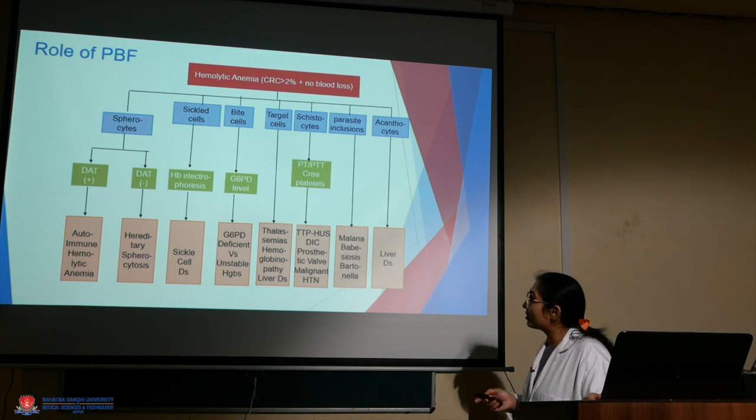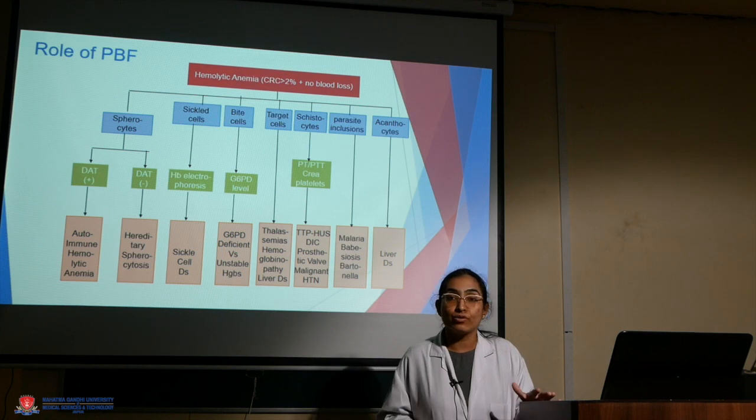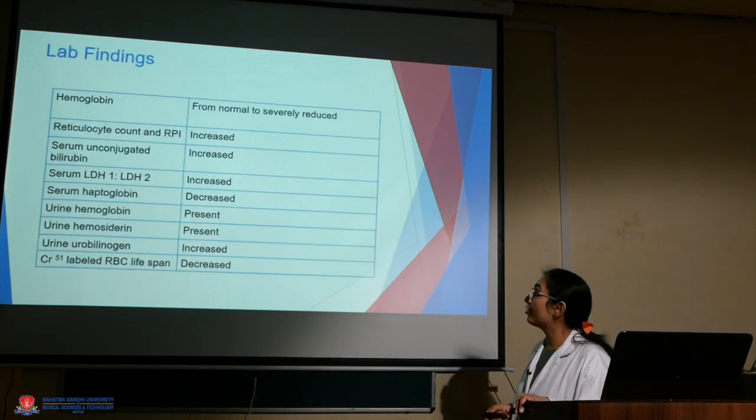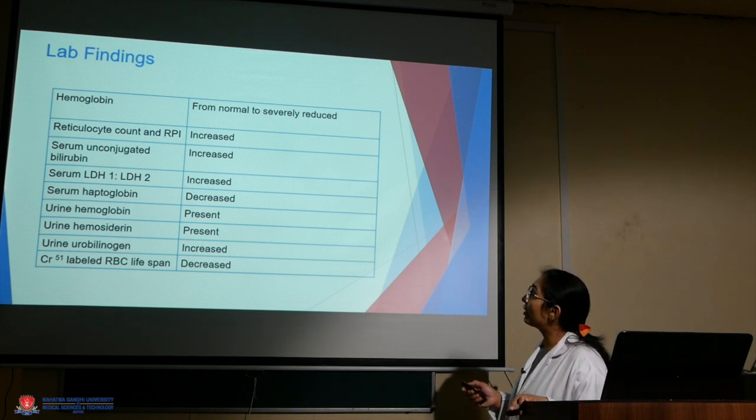Acanthocytes are seen in liver disease. So this is how a peripheral blood film will help you in directing the diagnosis of hemolytic anemia and also the etiology. So these are the lab findings seen in all types of hemolytic anemia.